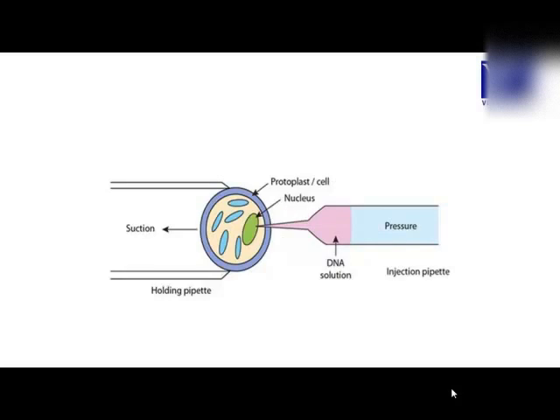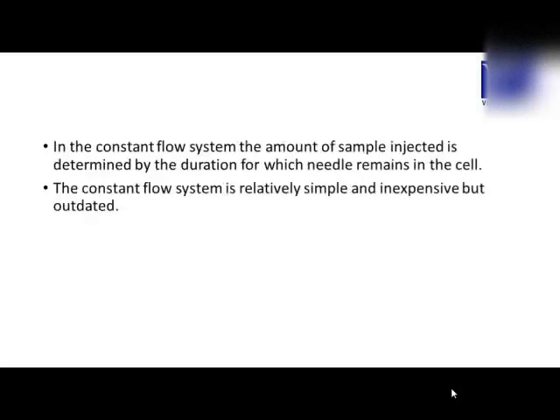Here in the picture you can see that a solution containing gene of interest is pushed with pressure, and this gene of interest can be introduced into the nucleus of host cell or into the cytoplasm of host cell. There are two types of microinjection system: constant flow system and pulsed flow system.